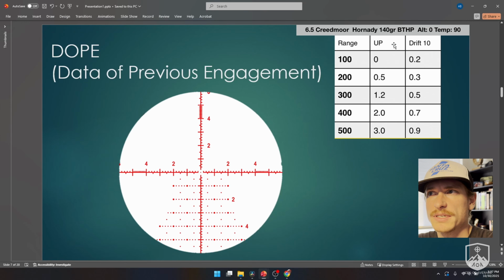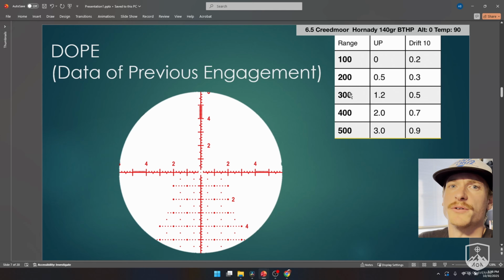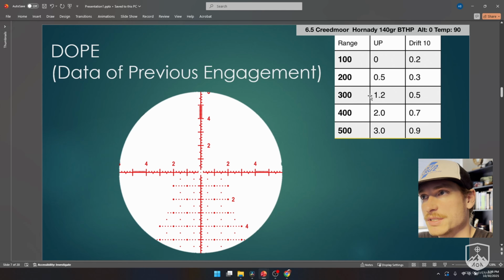Okay, so very simplistically, here's what that would look like. If you have your dope set up in your app, or maybe you've written it down on a note card, I would highly recommend that so you're not always reliant on a phone battery. And you see your target at 300 yards. How do you know that's 300 yards? We'll talk about that in a moment, but let's just say we know it's 300 yards. Maybe you're at our shooting range, and so you know. Well, you need to account for 1.2 mils in this case.